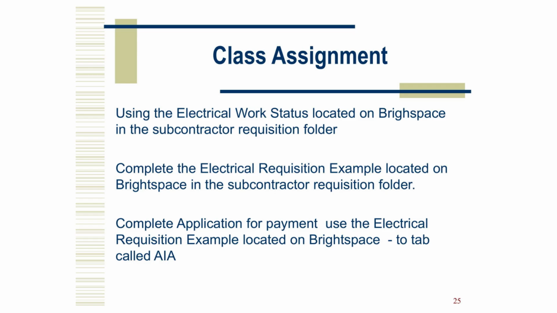One, review the electrical work status and map activities to the SOV line items. Two, fill the continuation sheet. Enter this period percent complete. Calculate current billing, previous billing, and balance to finish. Three, apply retainage per the instructions. Four, complete the AIA top sheet and confirm totals match the continuation. Upload your completed requisition to Brightspace.